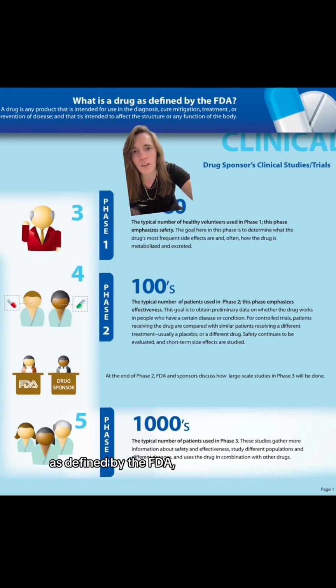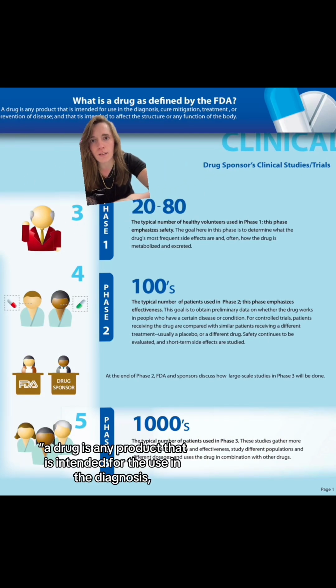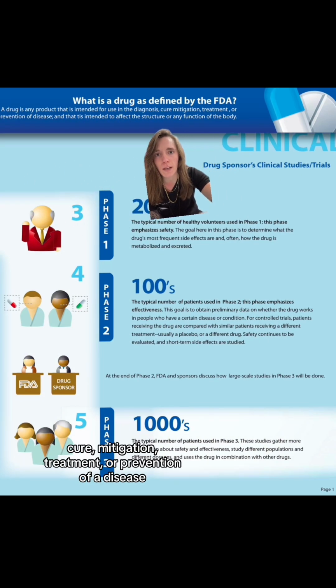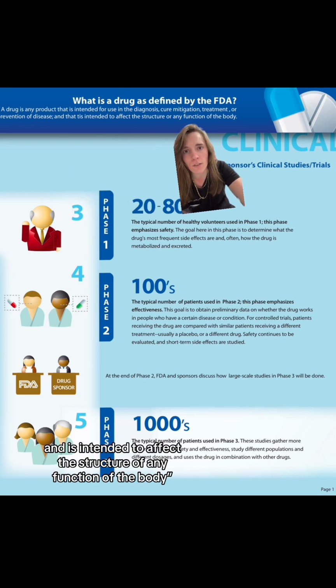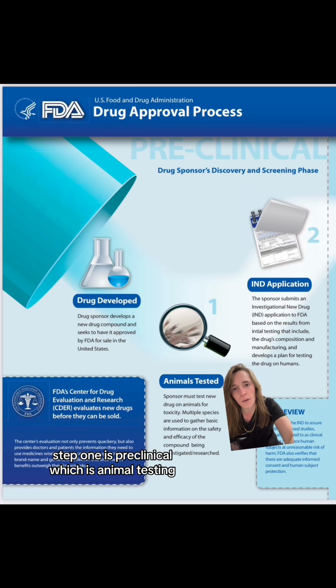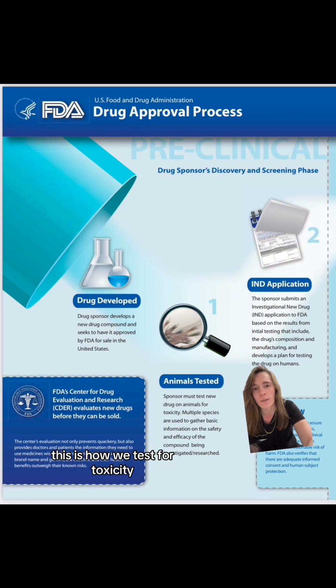What is a drug? As defined by the FDA, a drug is any product that is intended for use in the diagnosis, cure, mitigation, treatment, or prevention of a disease, and is intended to affect the structure or any function of the body. Step 1 is preclinical, which is animal testing. This is how we test for toxicity.